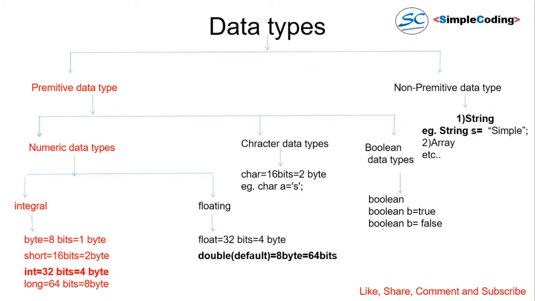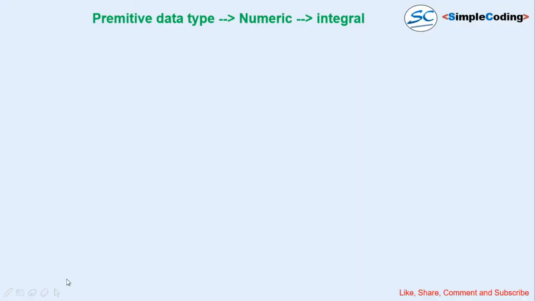In the last video we covered what data types are. In this one we are going to cover the integral data types. We have four data types here: byte, short, int and long. Let's look into it. First we will take the byte data type.